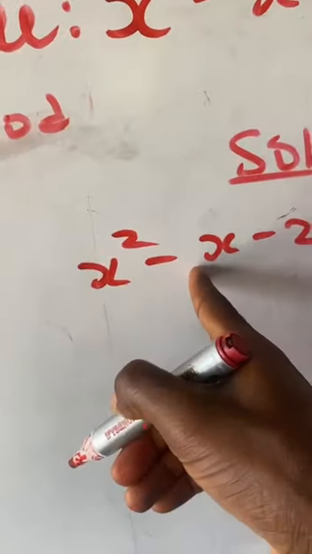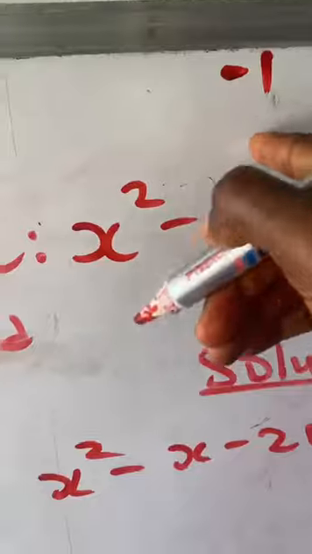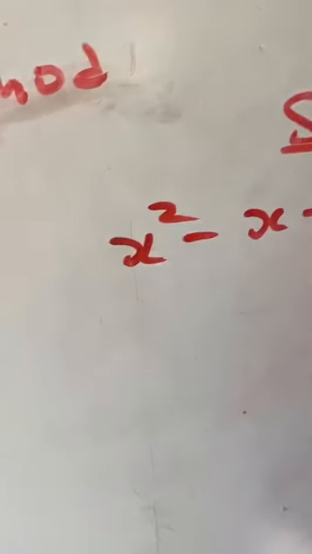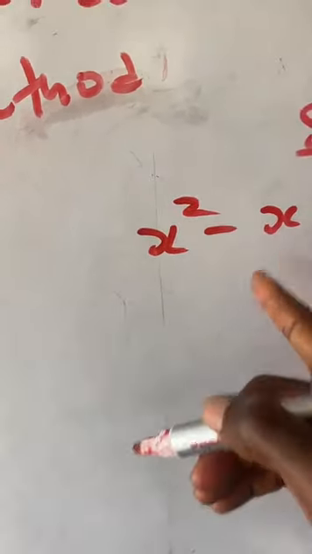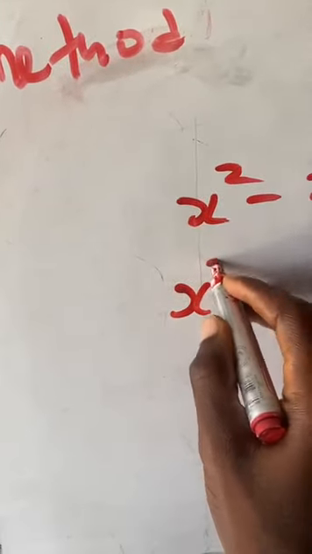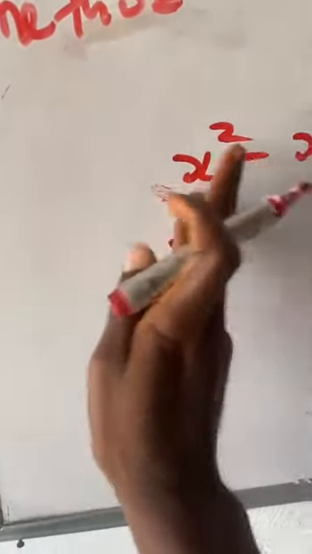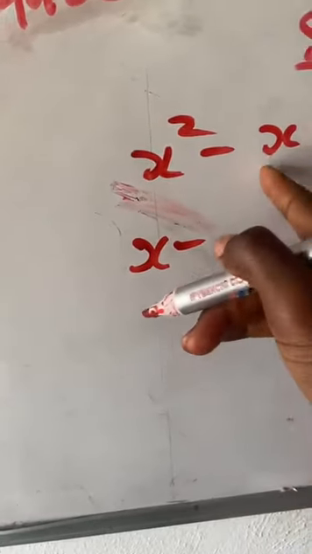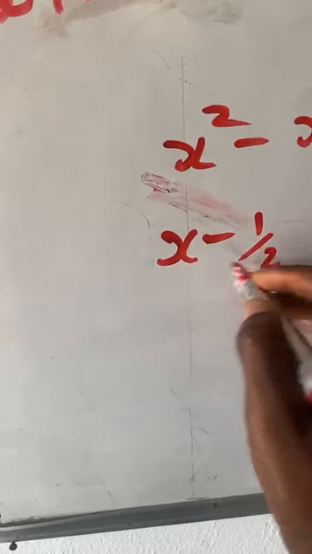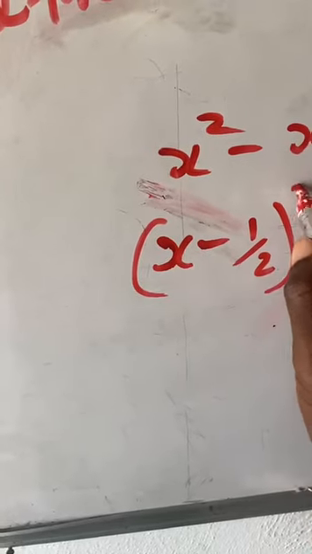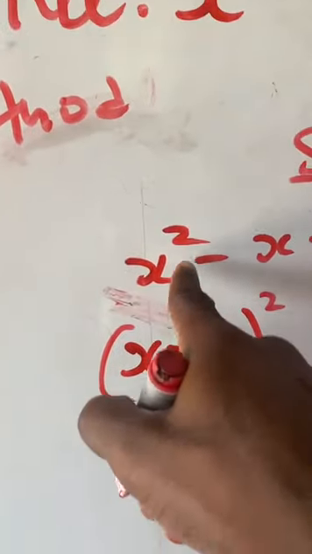Now you focus on the second term. The coefficient of the second term here is minus 1. See, minus 1 is the coefficient of the second term. So we now have half of the coefficient. I'm not going to include the x squared again, but I'll say x minus half of 1, which is half. So put it in bracket, all square.